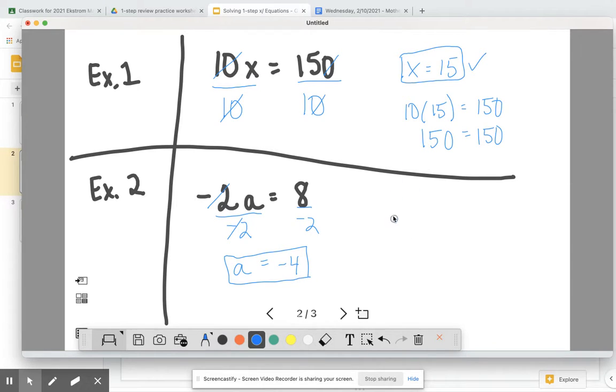We may check by plugging it in. So negative 2 times negative 4, does in fact it give us 8? Let's check. Negative 2 times negative 4 does give me 8. And this is what we wanted it to do. So therefore, our solution is correct.